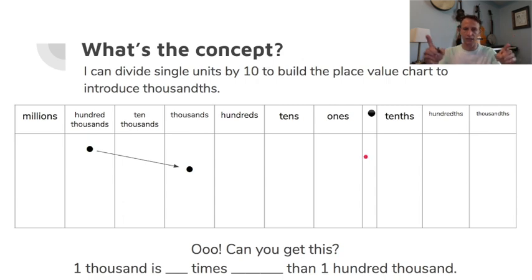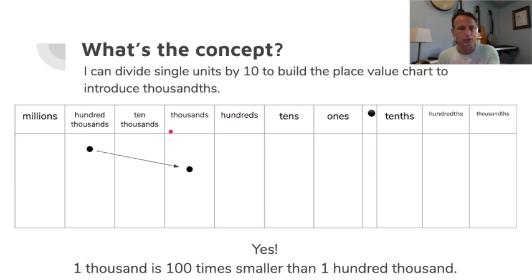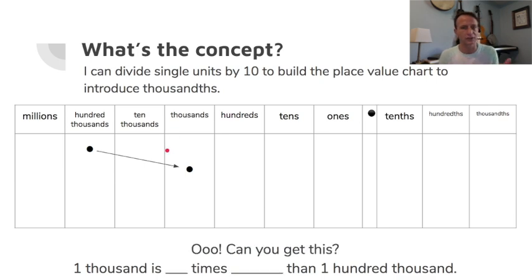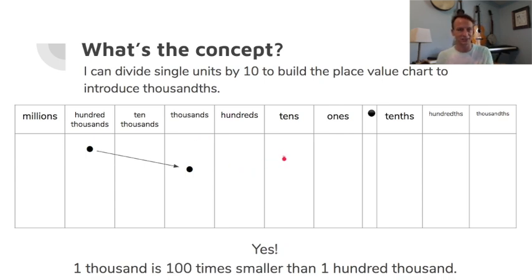Now we're going to compare 1,000 to 100,000. Was the 1,000 bigger or smaller than 100,000? It's smaller, but now how many times smaller? Oh, it's 2 place values. So it's 10 times 10 times smaller. Yes, it's 100 times smaller. You see that? When you go 2 places, it's now 100.